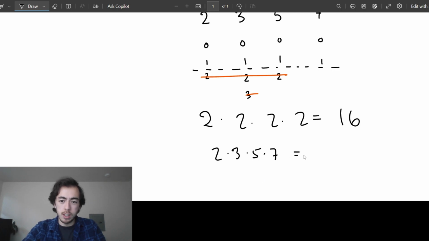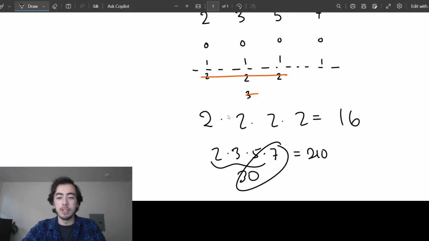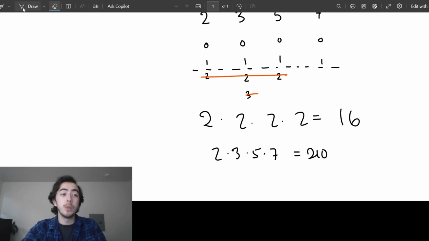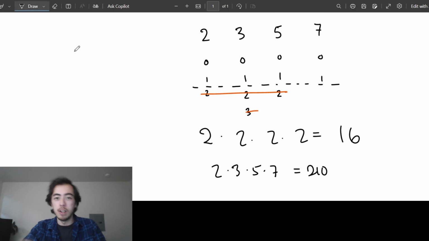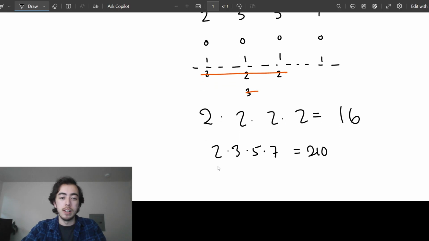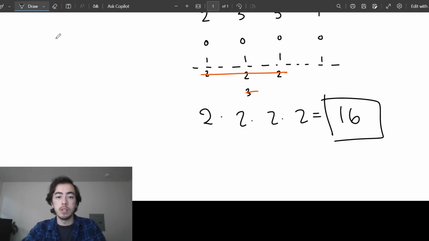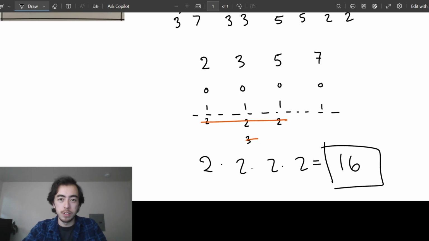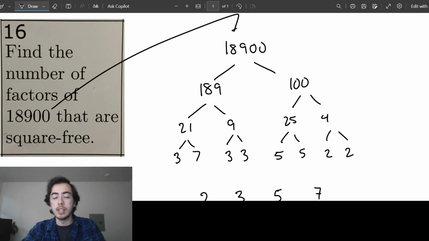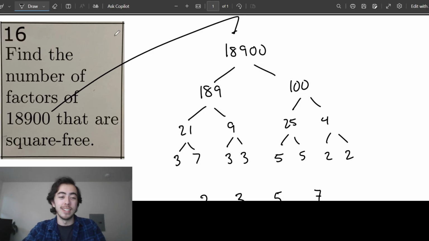I think that's 210, right? Because this right here is going to be 6 times 5. Yeah, that's 30. Okay, cool. That's 210. And so 210 is going to be the largest of our square-free factors of 18,900. The instant that I tack on another 2 or 3 or 7, we're no longer going to have a square-free factor. So that is how we can confirm the answer is 16. I don't need to list out all 16 of those factors to know that they indeed are 16 of them, and they indeed are square-free.